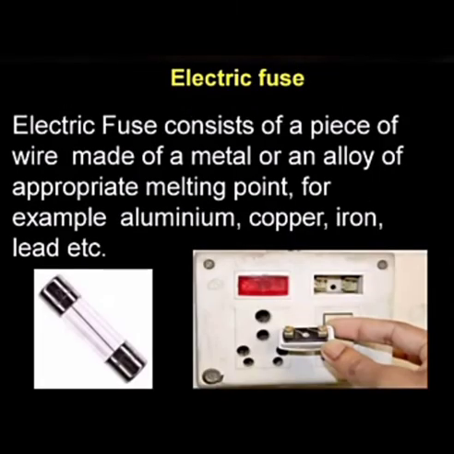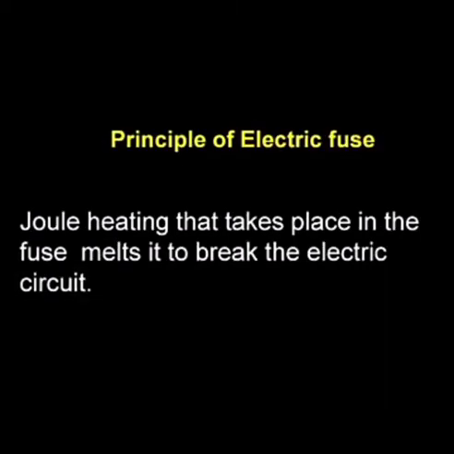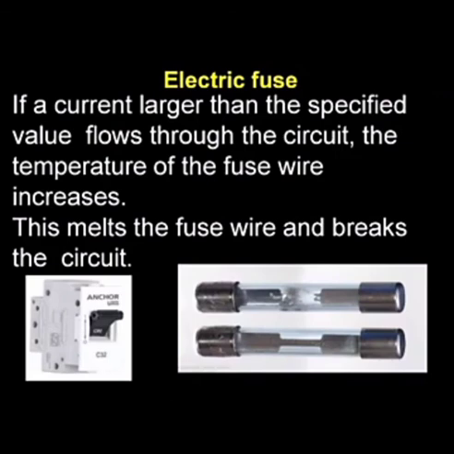Electric fuse. Electric fuse consists of a piece of wire made of a metal or an alloy of appropriate melting point. For example, aluminum, copper, iron, lead, etc. Principle of electric fuse. Joule heating that takes place in the fuse melts it to break the electric circuit. If a current larger than the specified value flows through the circuit, the temperature of the fuse wire increases. This melts the fuse wire and breaks the circuit.